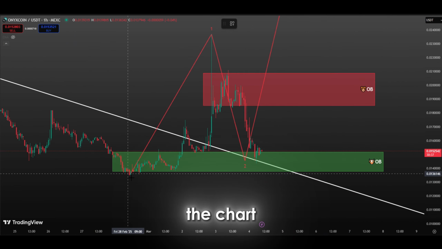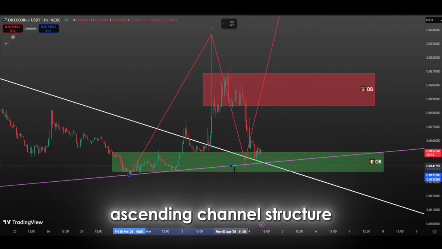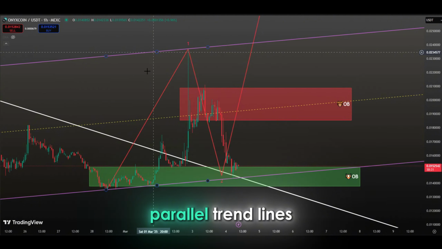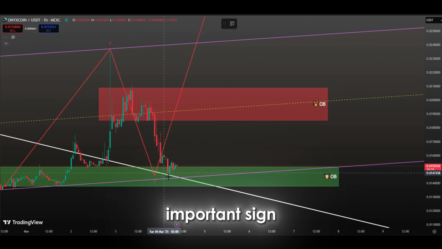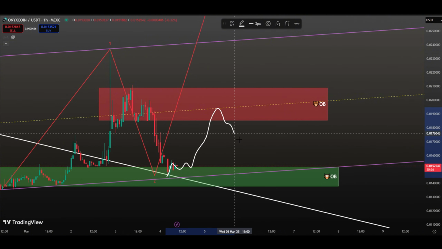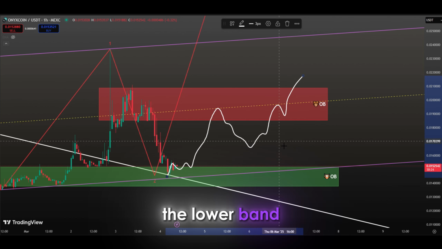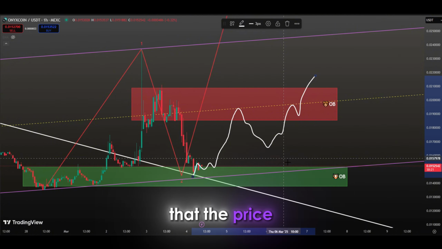Looking carefully at the chart, we can see that the price action is moving within a certain trend and forming an ascending channel structure. Such structures usually indicate that the price is moving between two specific parallel trend lines, and the direction of the trend is up. The ascending channel is considered an important sign that the buyers are in control, and the price is trending upwards over time. Currently, the price has pulled back to the lowest band of this ascending channel. The lower band of the channel usually works as a strong support level, and there is a high probability that the price will react upwards from this area. If it breaks upwards with a good reaction, the first stop will be the middle band.